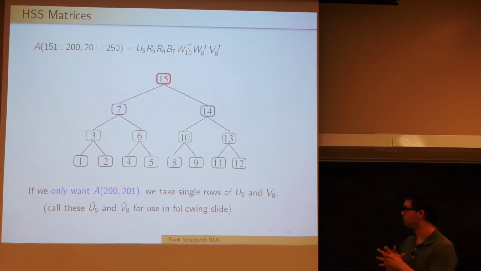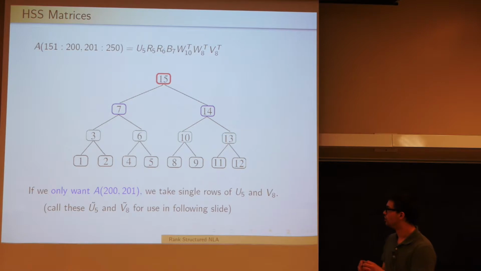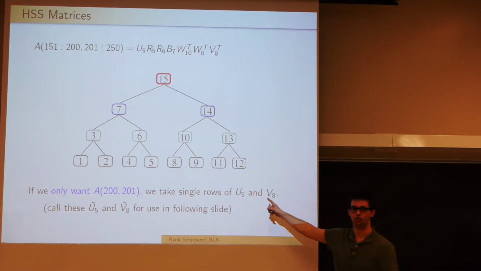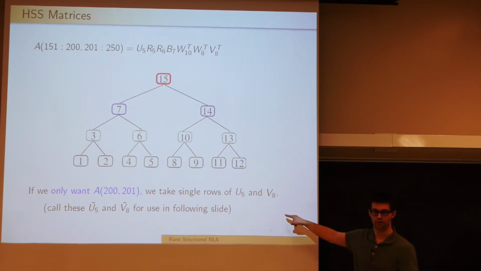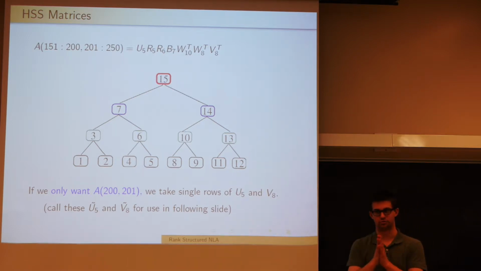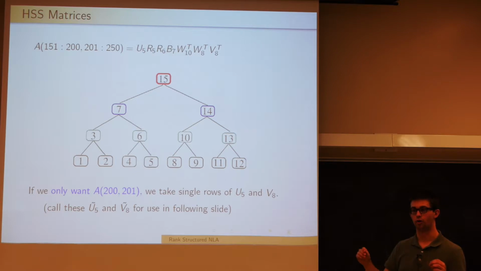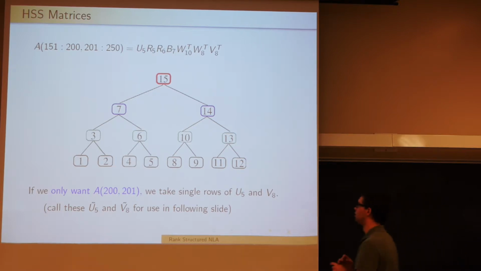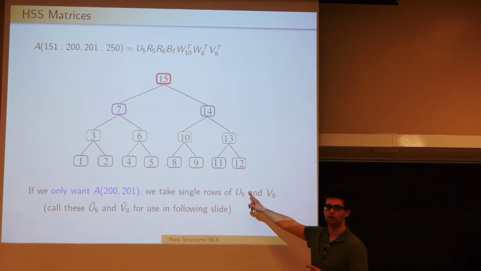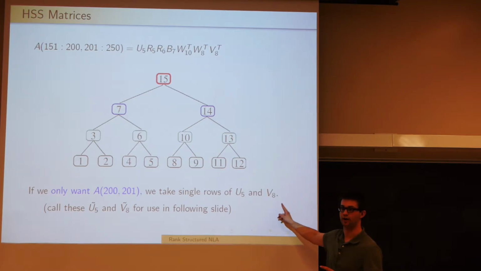Now, if we only want a single entry, we just take individual rows out of U and V, which really condenses the size of those matrices. It brings the complexity way down. If you wanted an entire row, you would keep all of U5, but you would only take a row out of V8. And for a column, reverse it.